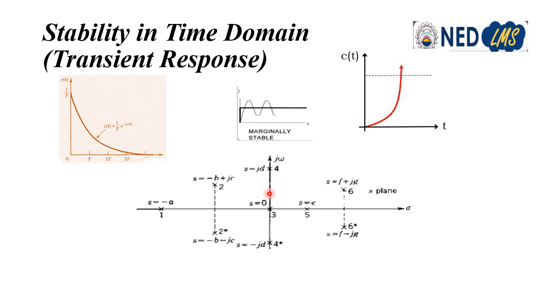Otherwise, in any other case, if transients are not dying and we have a constant oscillation, we say that the system is unstable. So if it is our wish to have oscillations, then we say that the system is marginally stable. Otherwise, we consider it as unstable. So the left hand side of the S-plane corresponds to decaying transients, so the system is stable, and the right hand side of the S-plane corresponds to increasing transients. That's why the system is unstable in this region.